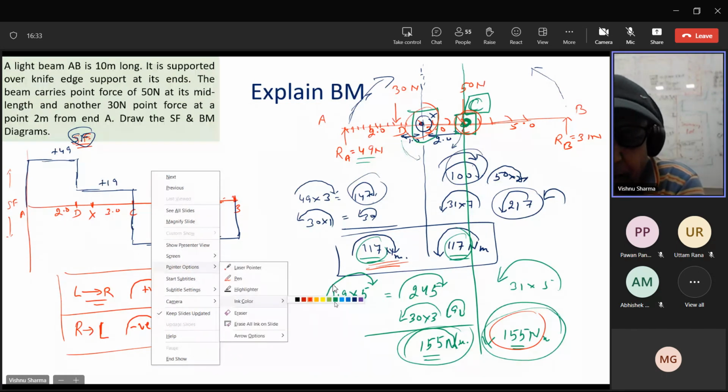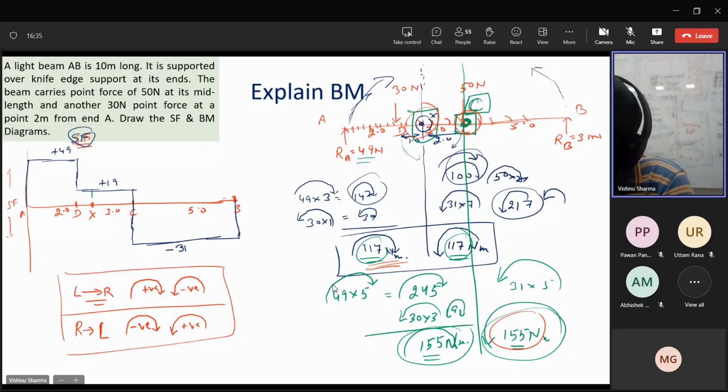Now you see, beta, how much is the area below the shearing force diagram up to the point to the left of X? This is the area under the shearing force diagram to the left of X. It is plus. Why? Because it is above the X-axis. So it is plus. There is this rectangle, 49 into 2.